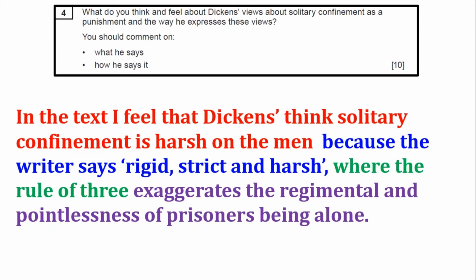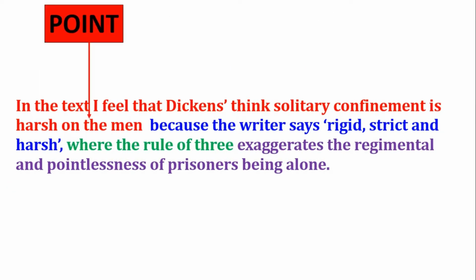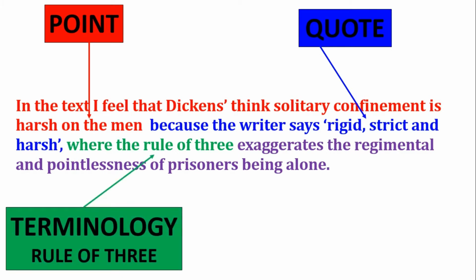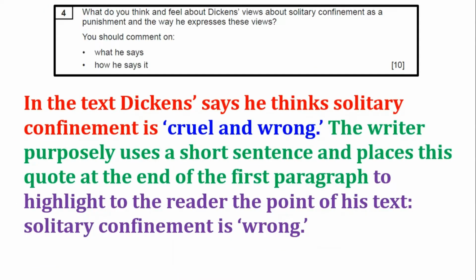Okay, so let's have a look at the example I've picked out. The quote is that the conditions are rigid, strict and harsh. So I've put in the text, I feel that Dickens views solitary confinement is harsh on the men, because the writer says rigid, strict and harsh, where the rule of 3 exaggerates the regimental and pointlessness of prisoners being alone. So there's my point, that I agree, and I feel that solitary confinement is harsh on the men. Then there's my quote, and then here I've put my terminology, rule of 3. Remember, I don't have to use rule of 3 if I don't. And then my point is that this quote shows how harsh the conditions are, that I'm zooming in on the words rigid and strict to show how tough it is for the men.